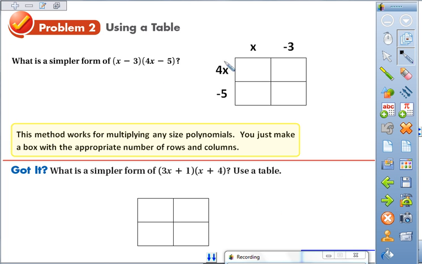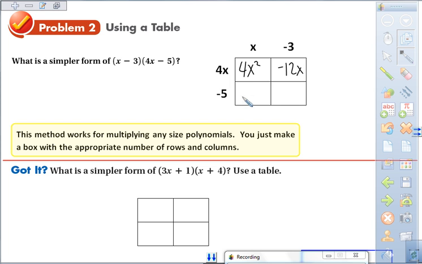Let's try the table method. 4x times x would be 4x squared. 4x times negative 3 gives us negative 12x. x times negative 5 gives me negative 5x, and I get a positive 15. So this is using the area model, where we think of the area of this as being 4x, the area of this as being x. So if I multiply, that gives me the area of the box. So the area of the whole thing would be 4x squared minus 17x plus 15.